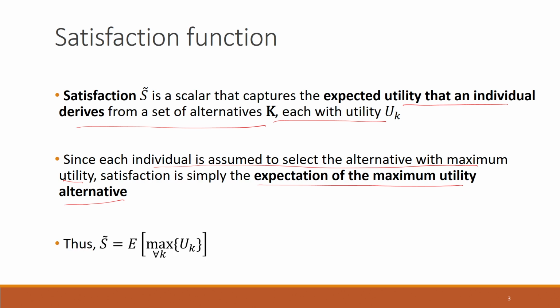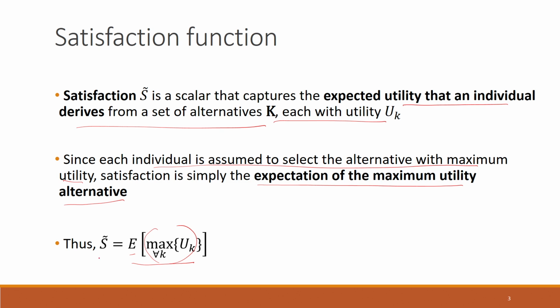To mathematically represent this satisfaction function, we say that it is the expected value of the maximum utility that we get among all the alternatives. So, the max is over all the alternatives k. The maximum utility that we perceive from any alternative, and we take the expected value of that.